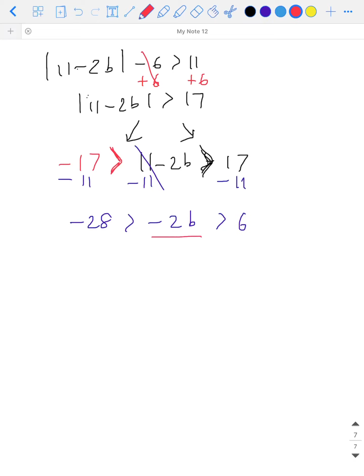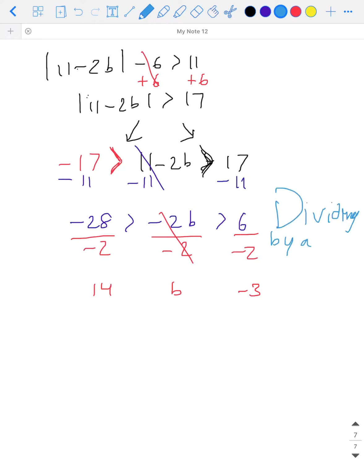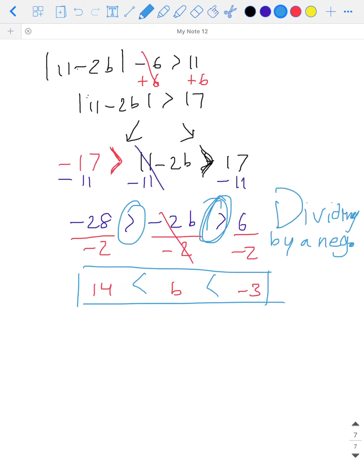You want to be very careful about this next step. That cancels out. Negative 28 divided by negative 2 is 14. This is b. 6 divided by negative 2 is negative 3. Since we are dividing by a negative, the sign must change. So instead of greater than, we need to switch so it's the less than. Vice versa. If this is greater than, it should also be less than. And that's pretty much it. B is by itself. We can test to make sure that your solution is indeed the correct solution.